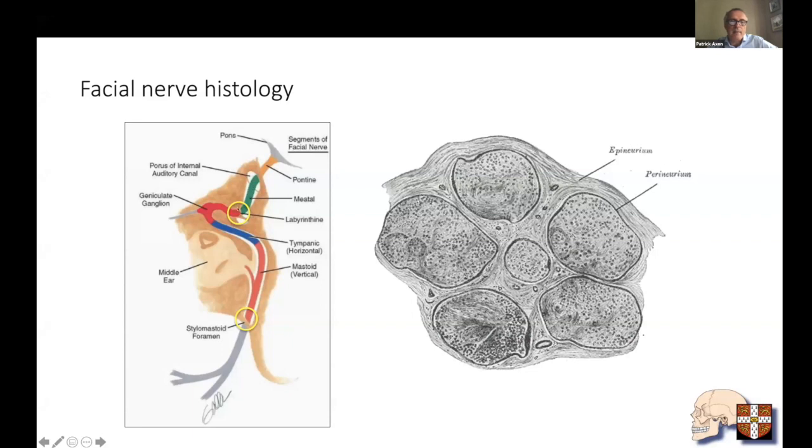But it picks up its epineurium as the dural leaves come along and into the fallopian canal. And the epineurium is then coating the facial nerve. There is a little bit more of a cuff of periosteum around the stylomastoid foramen, which is quite often quite difficult to dissect free, and then it of course extends into the parotid.